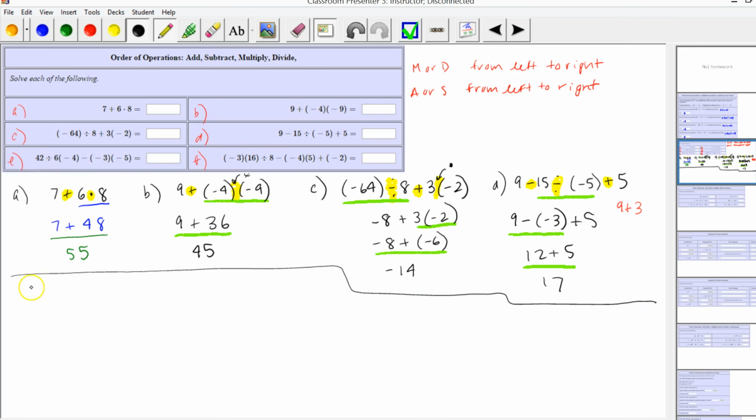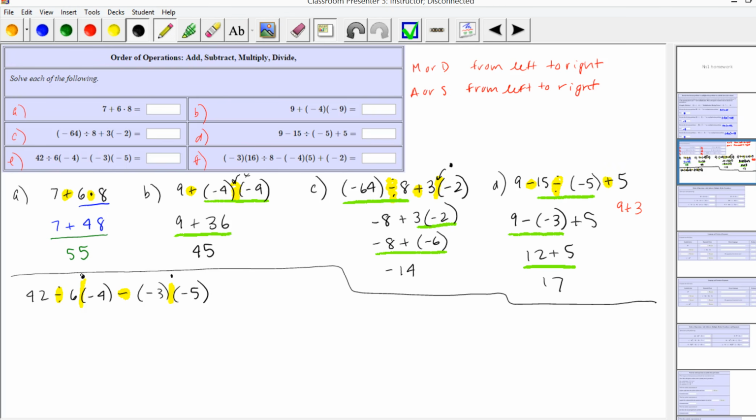Looking at problem E, 42 divided by 6 times negative 4 minus negative 3 times negative 5. Okay, so this one really has a lot going on. Here's division, there's implied multiplication, here's subtraction, and there's another implied multiplication. Okay, so really try to spot those first so you don't miss any steps.